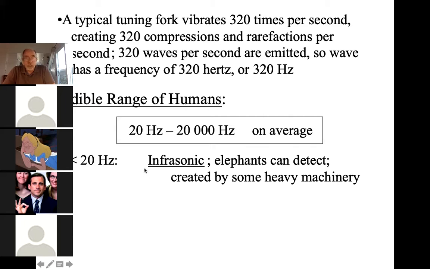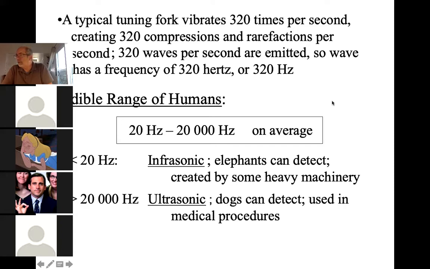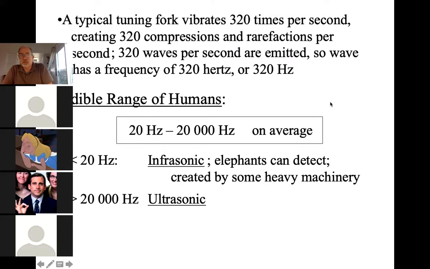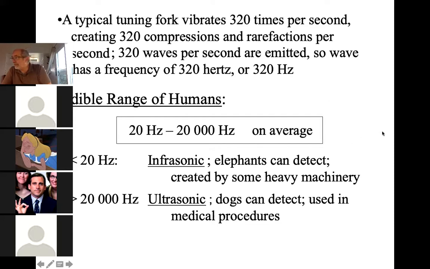Now, what are sounds over 20,000 hertz called? What are frequencies greater than 20,000 hertz called? Anybody know? Not supersonic, but we'll get to that. They're called ultrasonic. We cannot detect them, but dogs can. And they are used in some medical procedures.